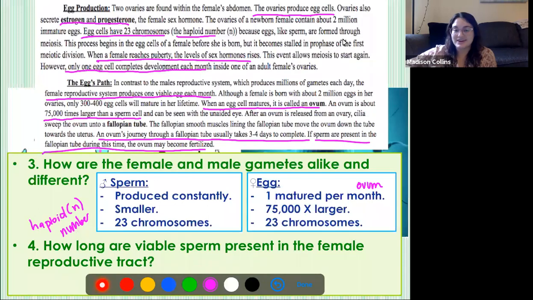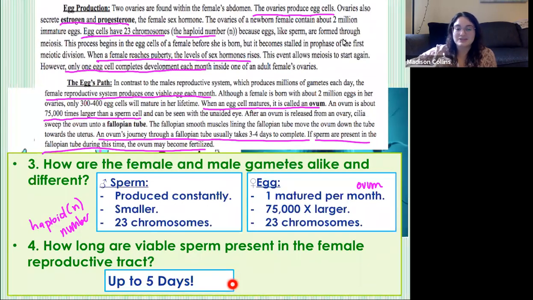Now, number 4, how long are viable sperm present in the female reproductive tract? This is another crazy fact, actually up to 5 days. So if sperm is present and it interacts with an egg at any point during those 5 days, fertilization will happen. Be careful out there, folks.